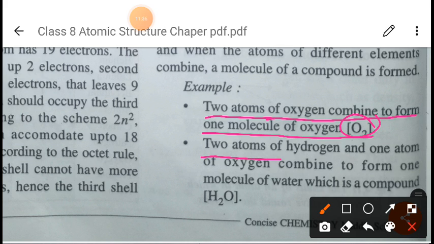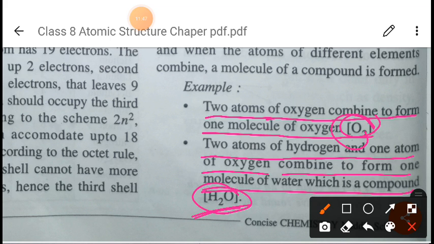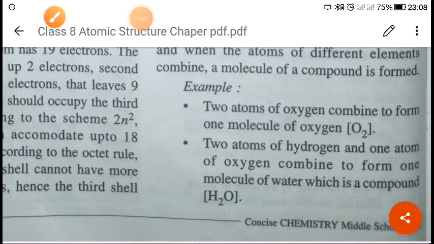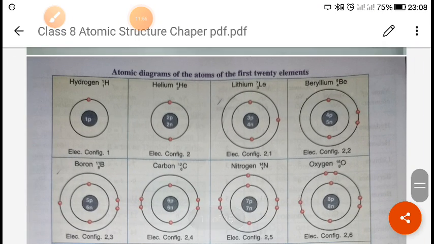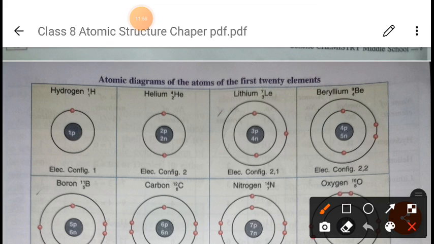Again, two atoms of hydrogen and one atom of oxygen combine to form a molecule of water, which is a compound, right? So here you can clearly see this is the example of a molecule of an element, and this is the example of a molecule of a compound, right? So here are some examples. When you see the hydrogen, this is the outermost shell of the hydrogen, and how many electrons are there? One. So the outermost shell of the hydrogen has only one electron.